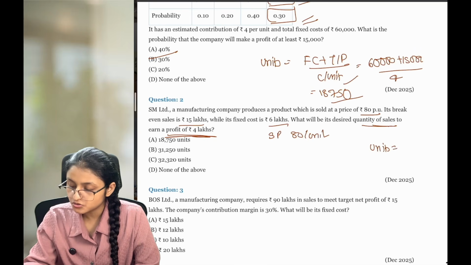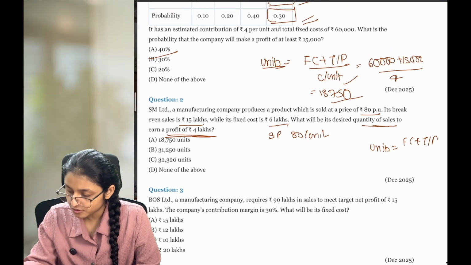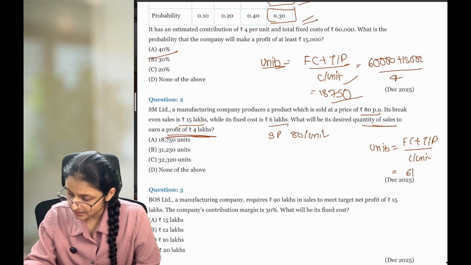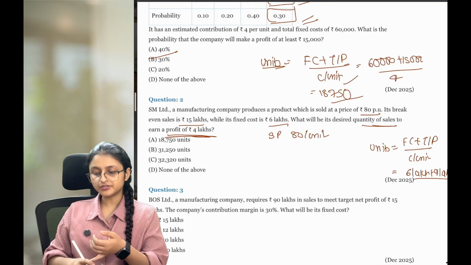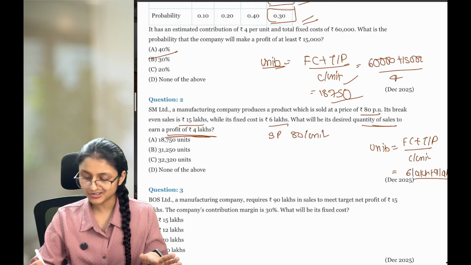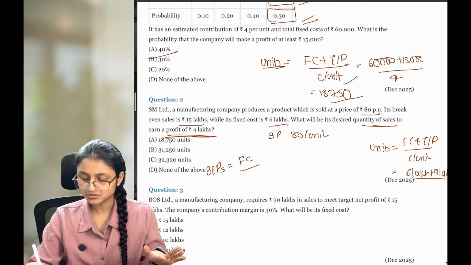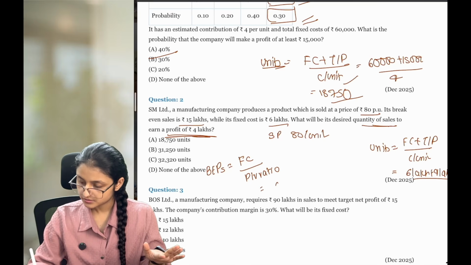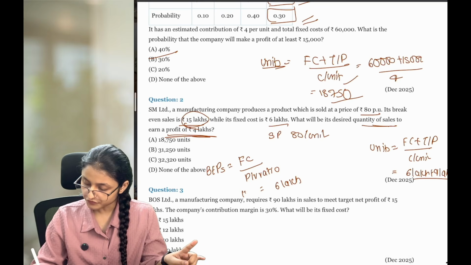So again, I am going to use this formula of units to earn a target profit. Fixed cost plus target profit upon contribution per unit. I already know my fixed cost as 6 lakh and the target profit of 4 lakh. But we don't have this contribution per unit. So for calculating this contribution per unit, I am going to use this break-even point sales formula. What is the formula for break-even point sales? Fixed cost upon PV ratio. What is fixed cost? 6 lakh rupees, and break-even point sales is already available with us of 15 lakh.